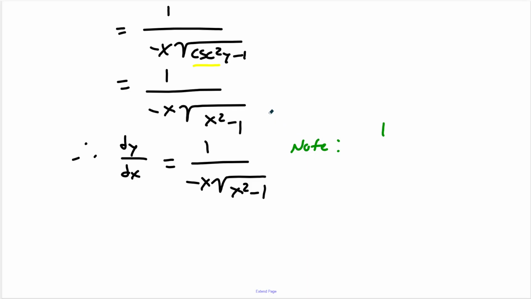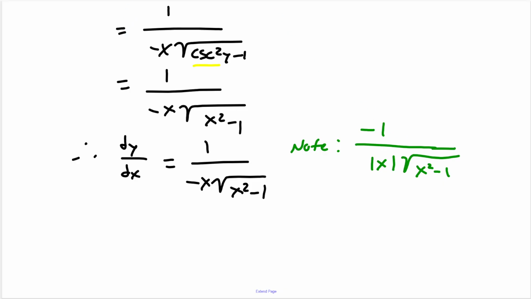Crap. What am I doing here? Yes. They sometimes write it as negative 1 over absolute value of x square root of x squared minus 1. They sometimes write it like this.